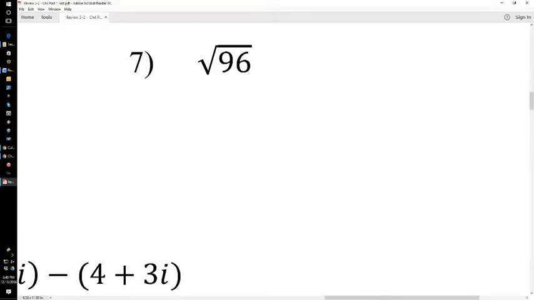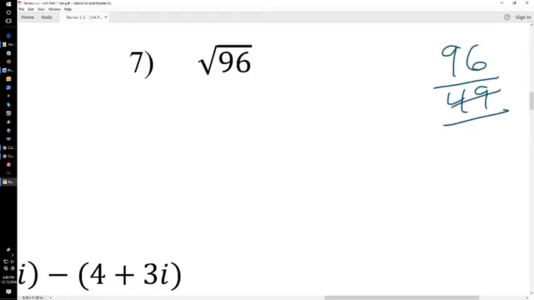And last but not least, we have number 7, the square root of 96. Now, this is the first positive one we had, so we don't have to pull out an i in this case. So I'm going to start dividing this by perfect squares. I'm not perfectly positive as to what this one is off the top, so I'm going to start just doing my calculator: 96 divided by, let's try 49. That doesn't work.